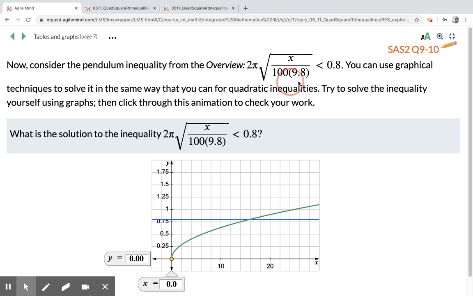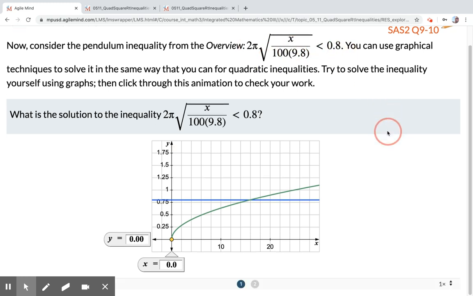So remember how we set this up way back in the overview on student activity sheet number 1? And we set this up to be less than 0.8. So again, grab Desmos, play with this a little bit, and see if you can figure out what's going on here. Pick at least a point to the left and a point to the right. Tell me what they mean.